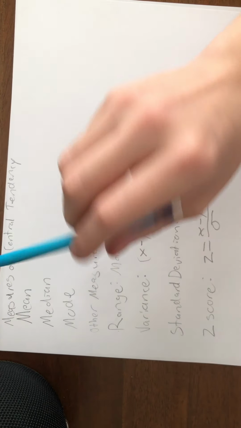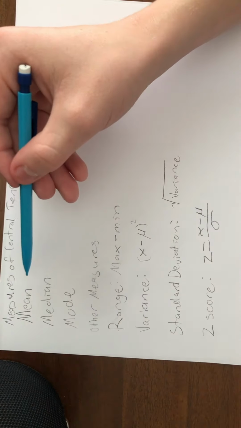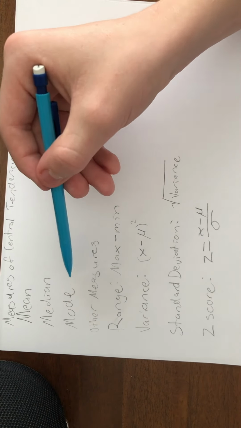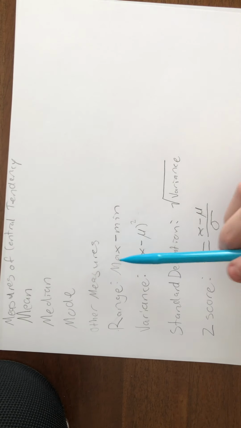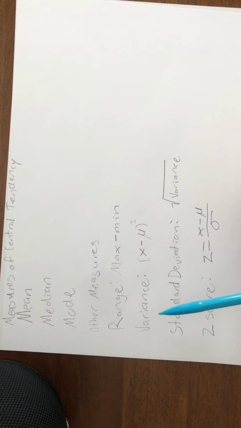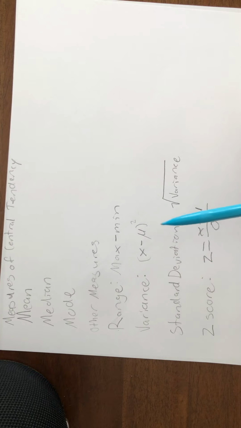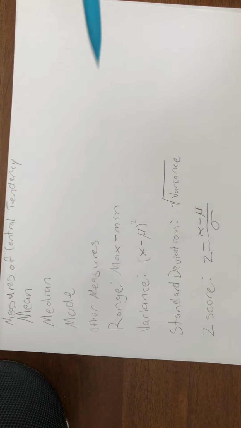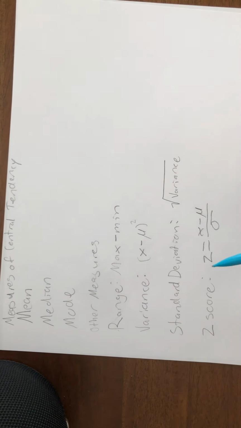To review, we have the measures of central tendency, which you guys should be familiar with, which is the mean, which is the average, the median, the middle number, and the mode, the value that occurs the most. Then we have other measures such as the range, which is the maximum minus the minimum. We have the trickiest one, which is the variance, where you take a value and subtract the mean, then square that, and you do that for all the values in the data set. And then you take the average of each of those values to get your variance. Then, to find the standard deviation, you simply just take the square root of the variance.